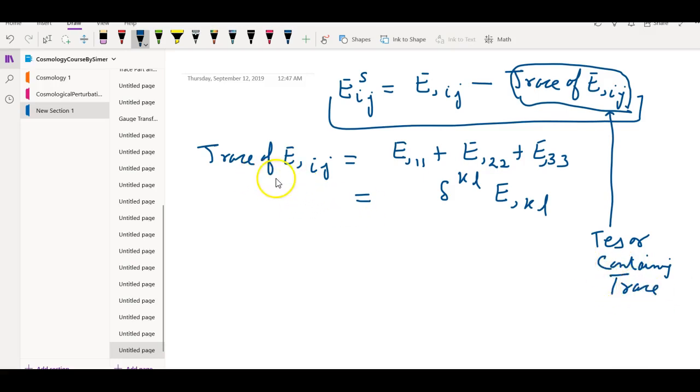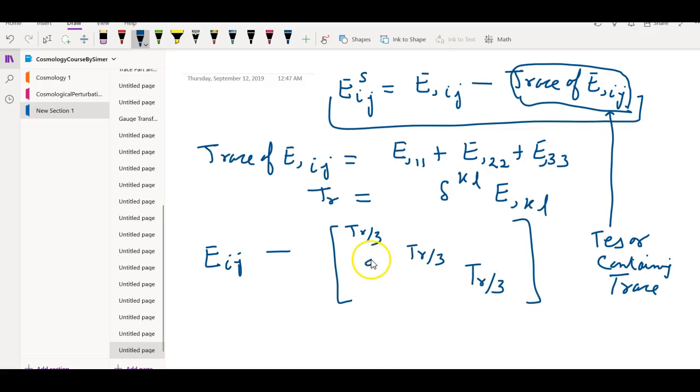So I have that trace here. Let me call it TR. TR is trace. So what I need to do is that from Eij, I need to subtract trace by 3, trace by 3, and trace by 3, like this. This matrix I need to subtract from the Eij matrix.